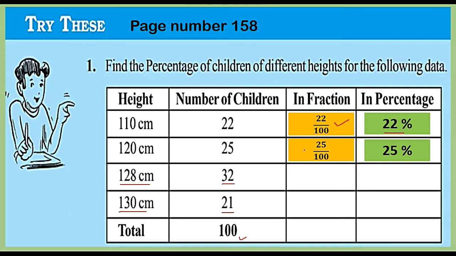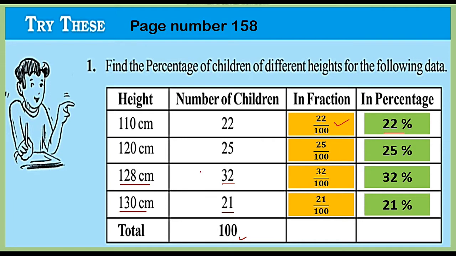Next is 32 out of 100. So in fraction, it becomes 32 upon 100. And in percent, it will be 32 and the symbol of percentage. Next one, 21 out of 100. That is 21 upon 100. In percentage, 21%. So it was so easy question.